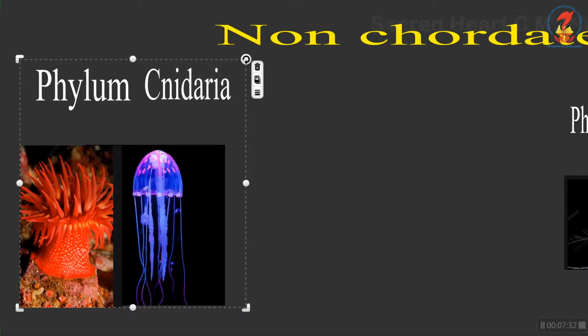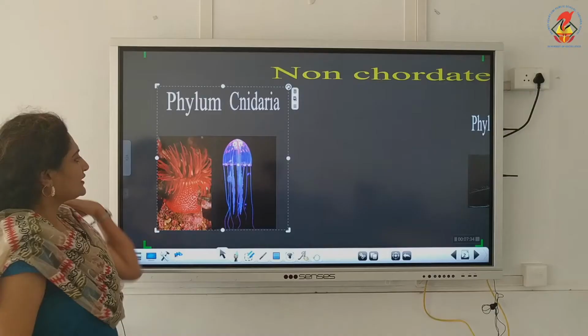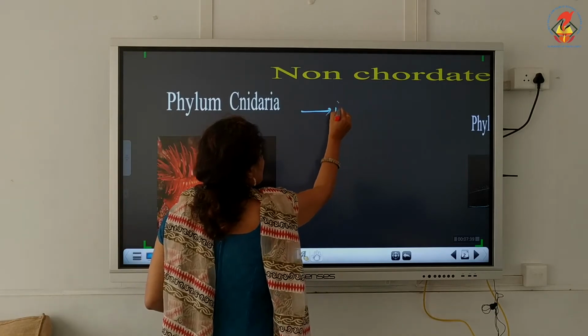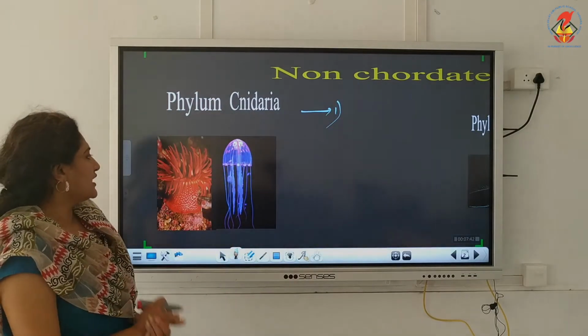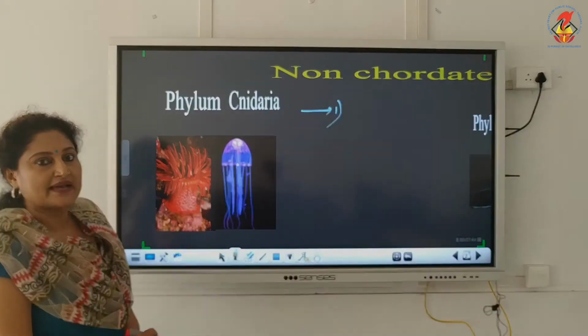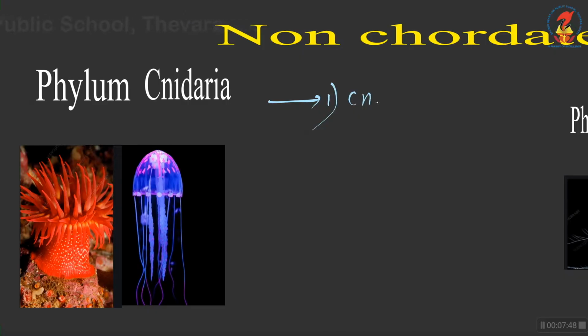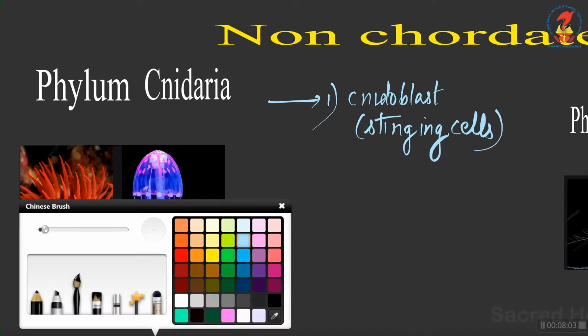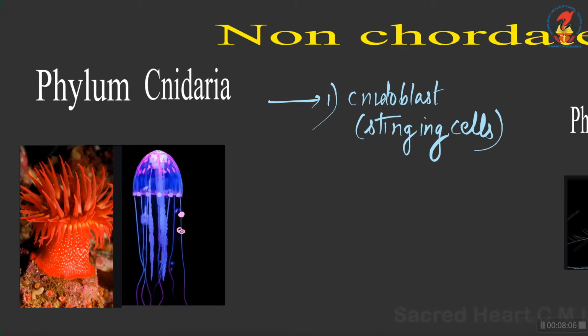Next, phylum Cnidaria. Now what is the distinct feature of phylum Cnidaria, which I have already mentioned in the first class regarding the animal kingdom? The distinct feature is that it bears cnidoblast cells. So what are these cnidoblast cells? These are stinging cells. And these cnidoblast cells are found on the tentacles. So if I show you on this, you can see it is found on the tentacles. So on the tentacles there are the cnidoblasts.